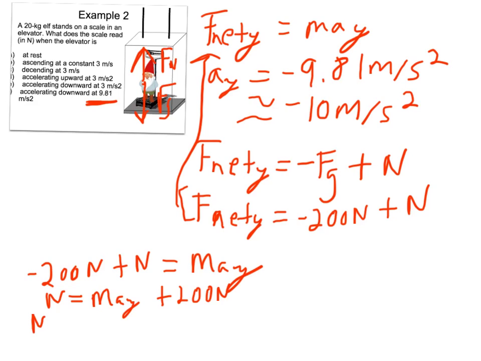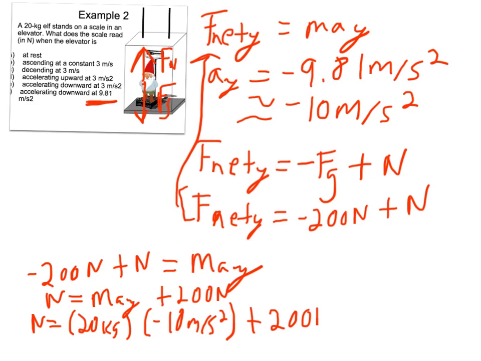All right, normal equals 20 kilograms. We said the acceleration in y is about negative 10 meters per second squared, which again, yes, is the same as gravity, plus 200 newtons. 20 times negative 10 is going to be negative 200. Negative 200, this right here, plus 200 is 0 newtons, and that's your normal force.